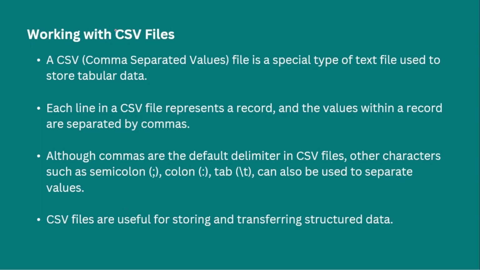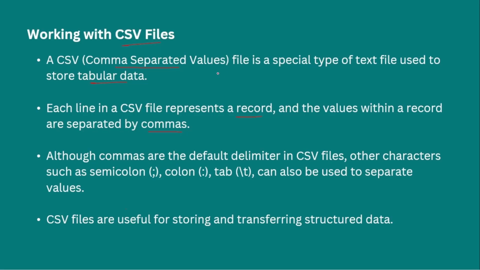Okay, so the next topic is working with CSV files. A CSV, comma separated values, is a special type of text file used to store tabular data. So if we have tabular data, then we store it using a CSV file. Each line in the CSV file represents a record, and the values within the record are separated by commas. Let's say we have this employees data file.